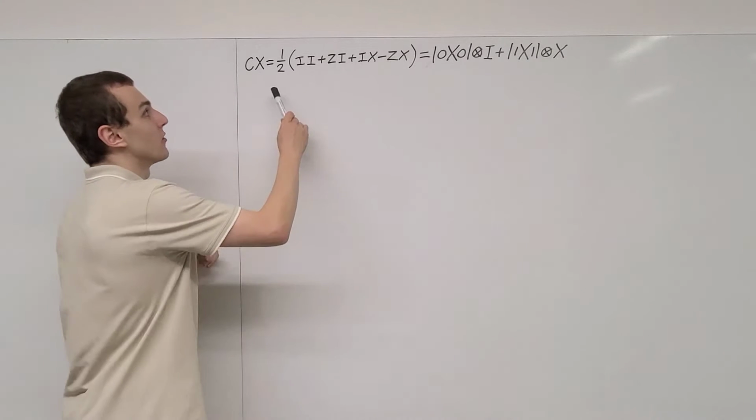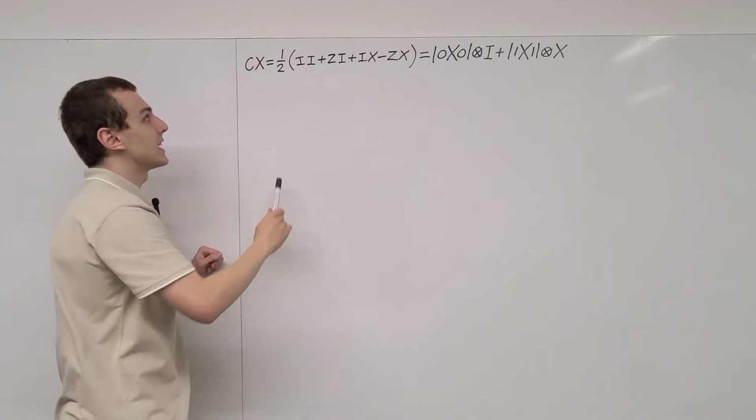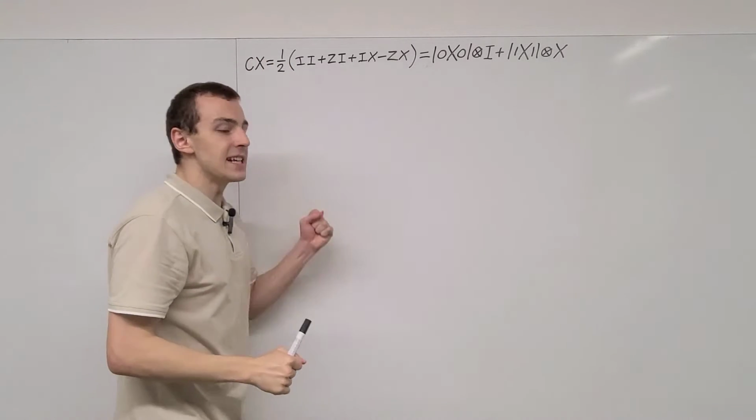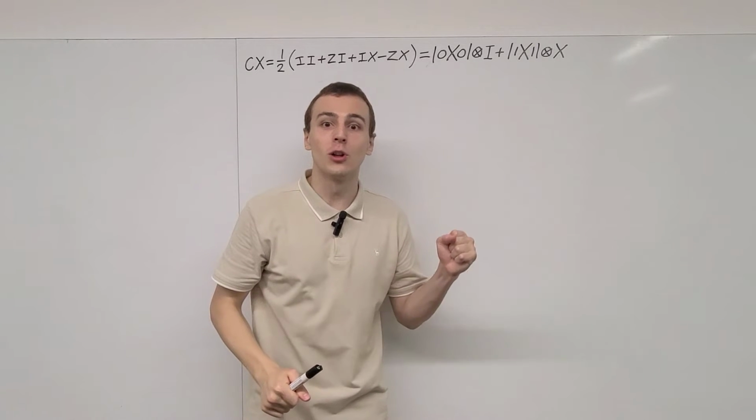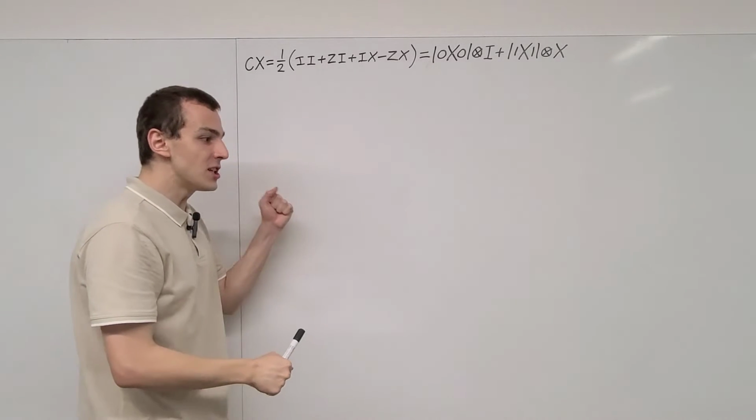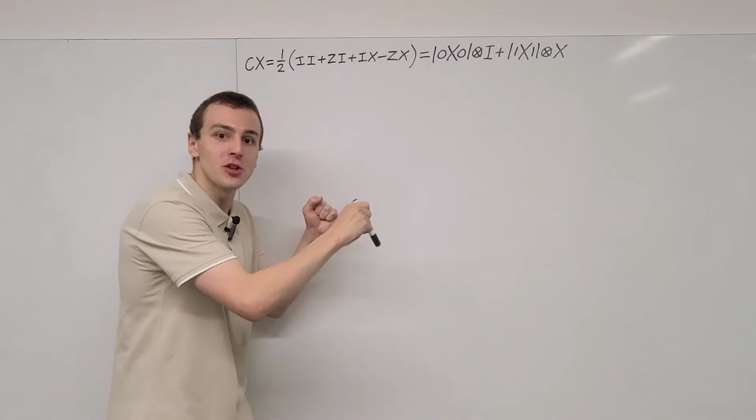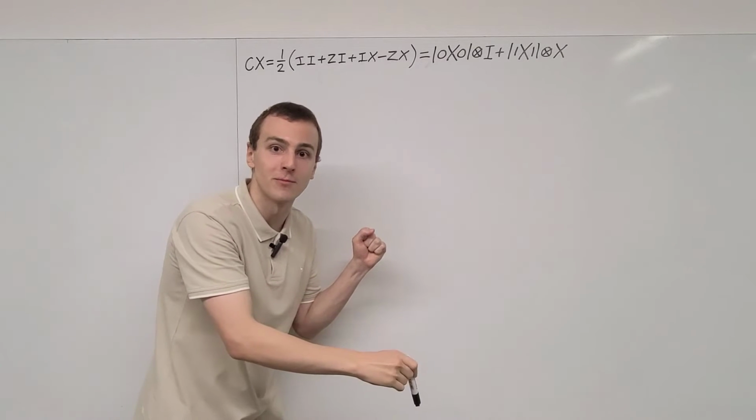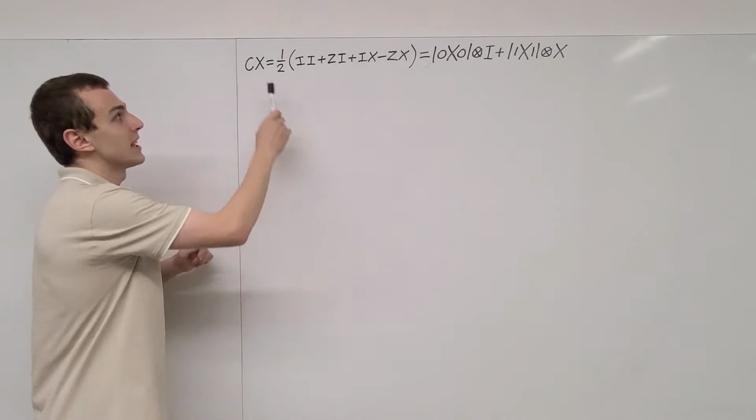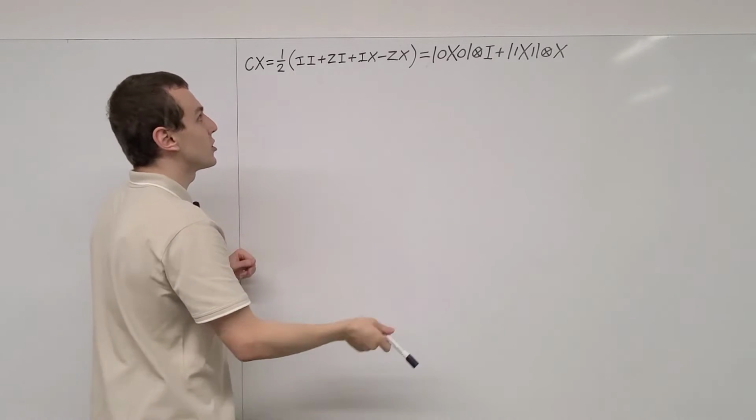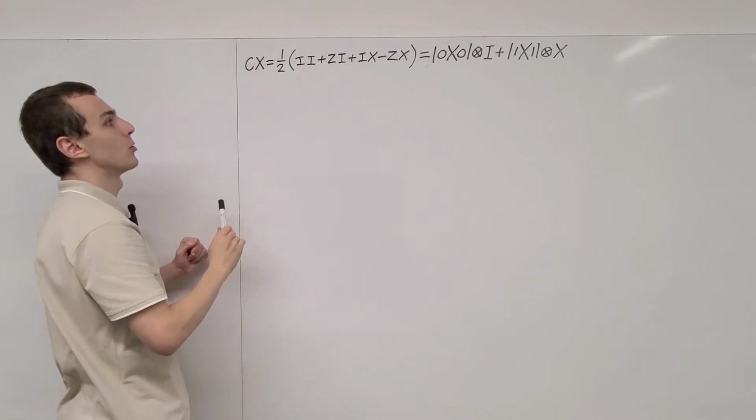The action of this controlled NOT is actually determined by the state of the control qubit. So the state of the control qubit determines the action of the gate on the target qubit, whether it implements this X, this Pauli X operator, or not. That is determined by the control.